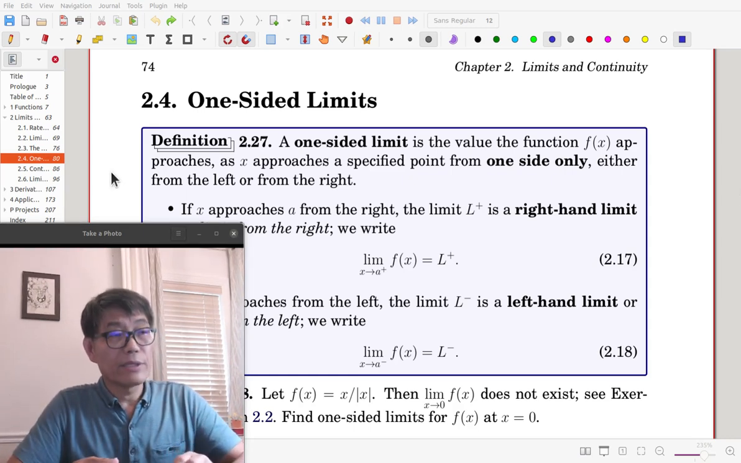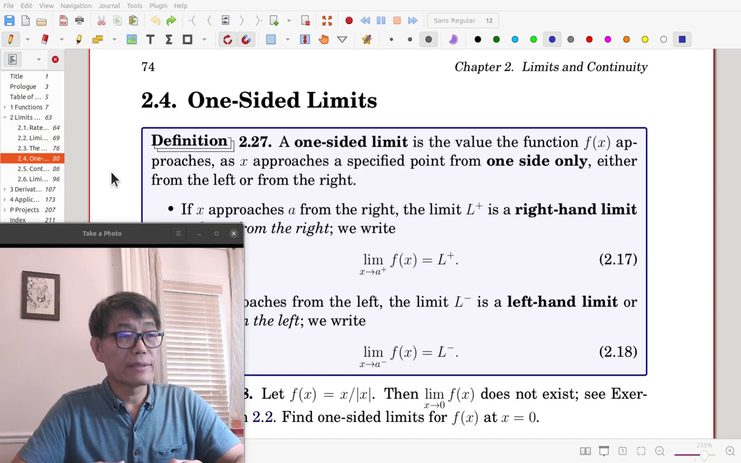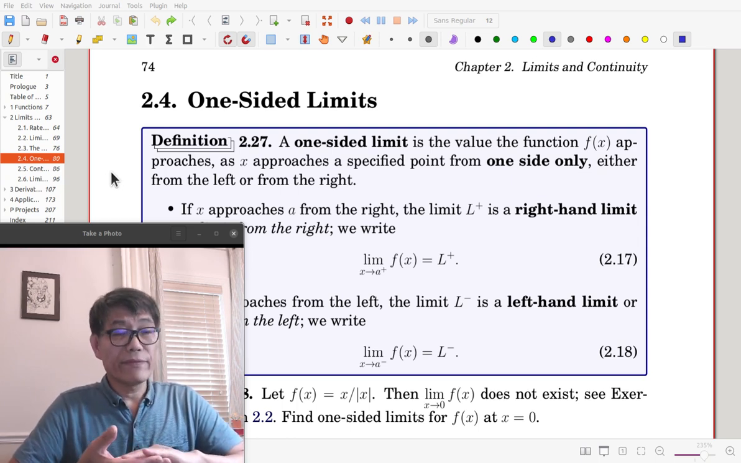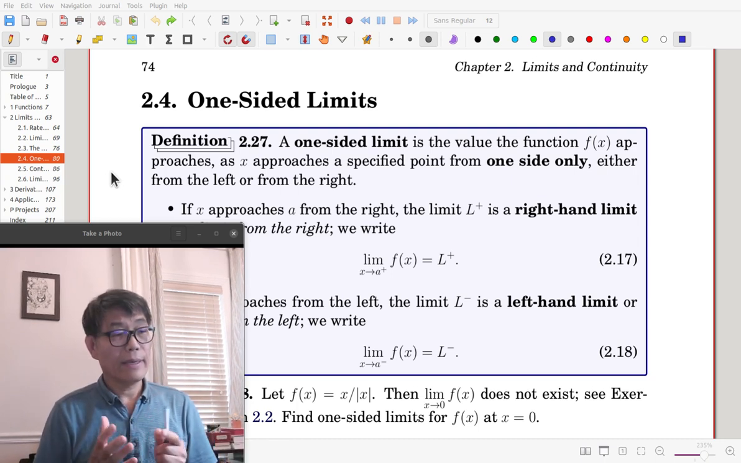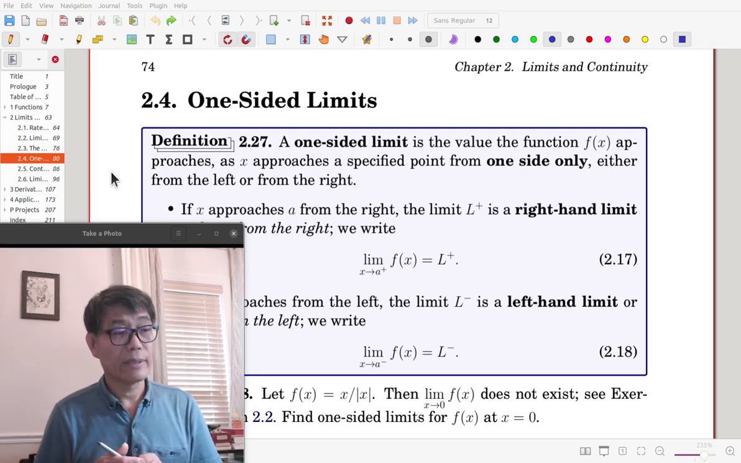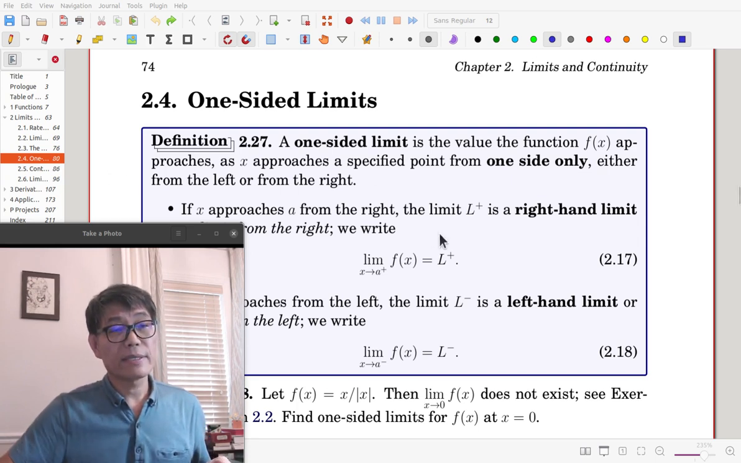Hi. Section 2.4, one-sided limit. In earlier sections, we defined the limit. In the definition, we say f has a limit at a when, as x approaches a, the function values from both sides approach some value L. Now, in this section, we'll consider one-sided limits.